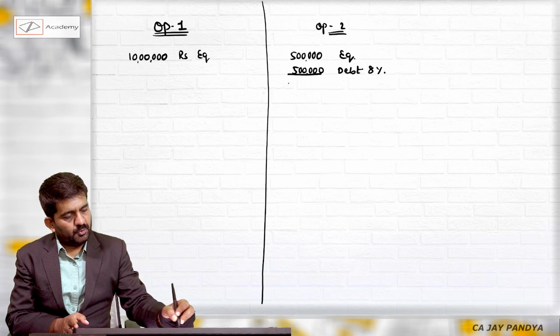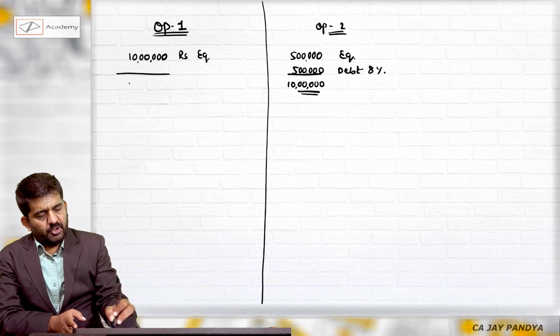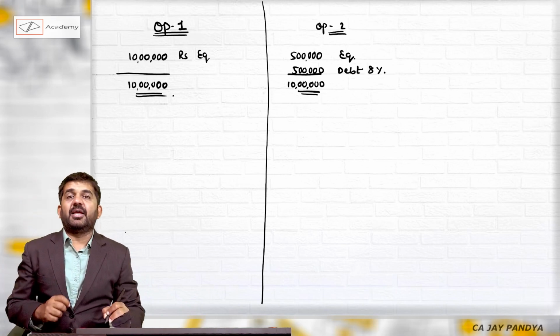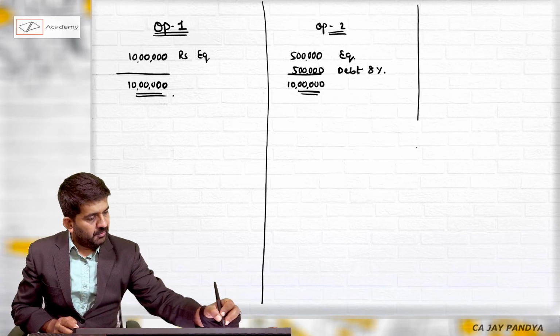Please understand, the total should always remain 10 lakhs rupees. We are not doing capital budgeting decisions or any other decisions. We are doing a capital structure decision. What should be the combination of debt and equity?